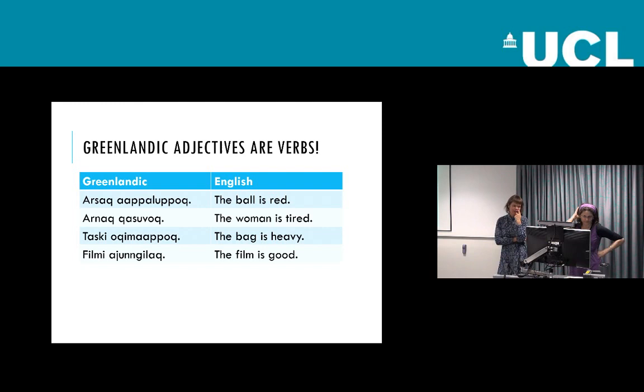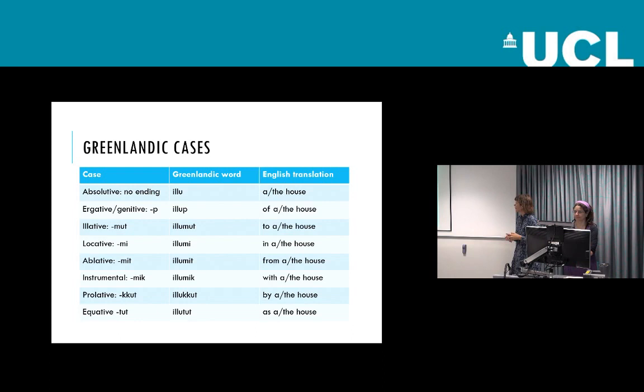And arnak kasuvok, the woman is tired, same kind of idea. Taski okima pok, the bag is heavy. It's the same. And filmi ayungnilak, the film is good. But they're verbs. So when you try to say the adjective, they're like, no adjectives. We're like, okay, sorry. And quickly, just to show, Greenlandic has cases which you might be more used to. So it has a rather small inventory of cases. So for example, the mut is to a house. So ichlumut is to the house. Locative is in. So ichlumi, in a house, and so on.